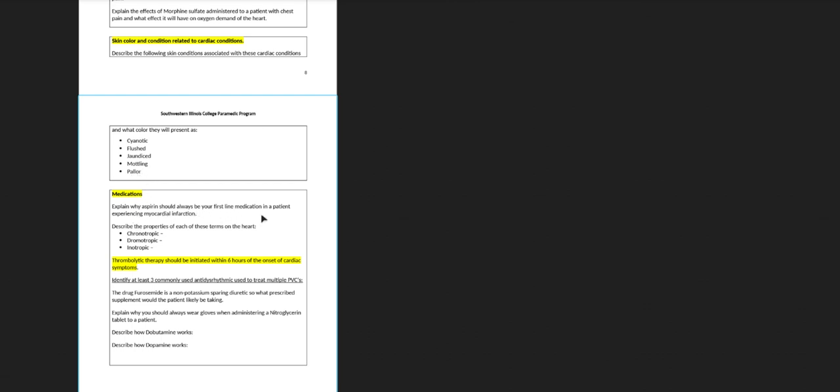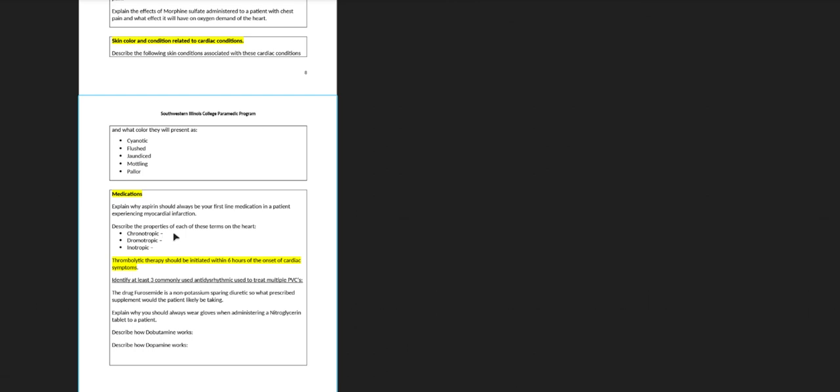Explain why aspirin should be your first line medication in a patient experiencing myocardial infarction. So aside from the way aspirin works, I believe aspirin is actually the only drug that's been proven to reduce mortality. So you want to get it on board as fast as possible because that's what's actually been proven to help the patient the most. And also thinking about what it does, you want to have that platelet deaggregation effect as soon as possible.